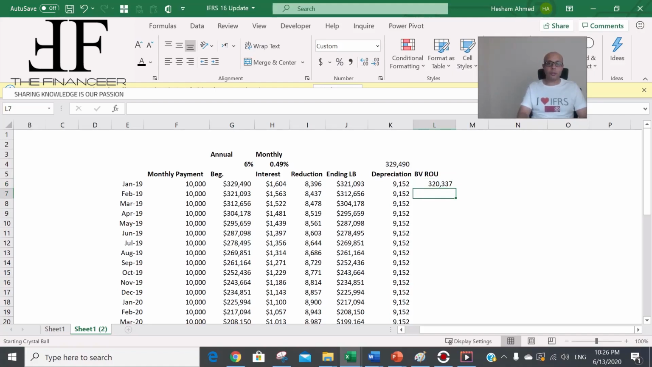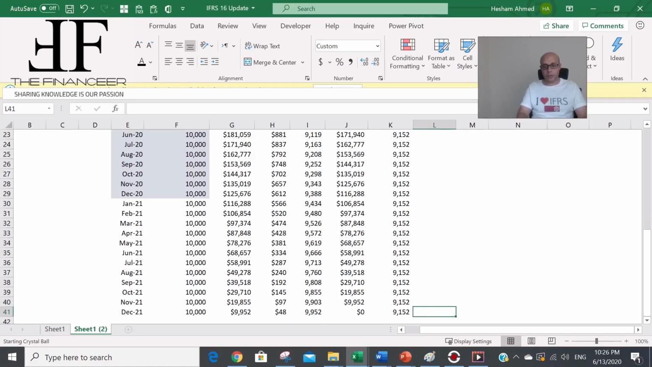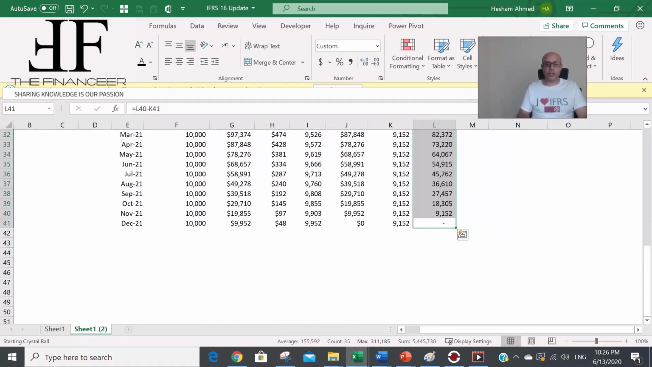Again, if you would like to calculate the right of use at end of the second month, you are going to say this is the ending of the first month minus the depreciation of the second month. So this will be the new value of the right of use at end of the second month. So we are going to repeat for the full 36 months until we reach 0 at end of the last month. This means that the right of use asset had been depreciated over the 36 months to equal 0 value at the end of the last month.